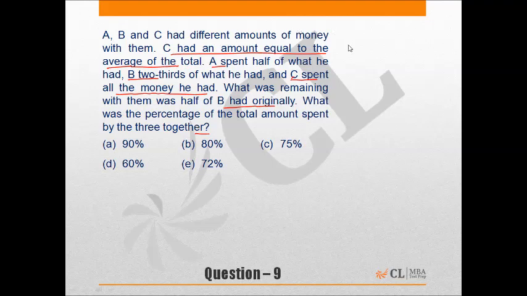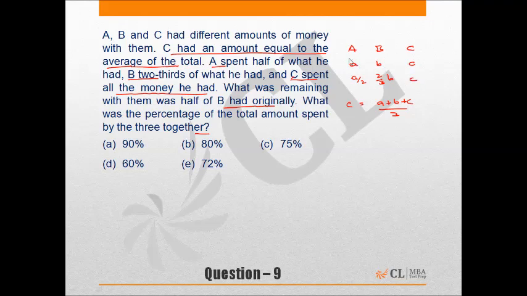So as per the question, there are three people, A, B, C. Let me assume they had A, B and C amounts with them. C had an amount equal to average of the total. So C is equal to (A plus B plus C) by 3. A spent half of what he had, so A spent A by 2. B spent 2/3 of B. And C spent all the money. Okay. This will not lead us anywhere.